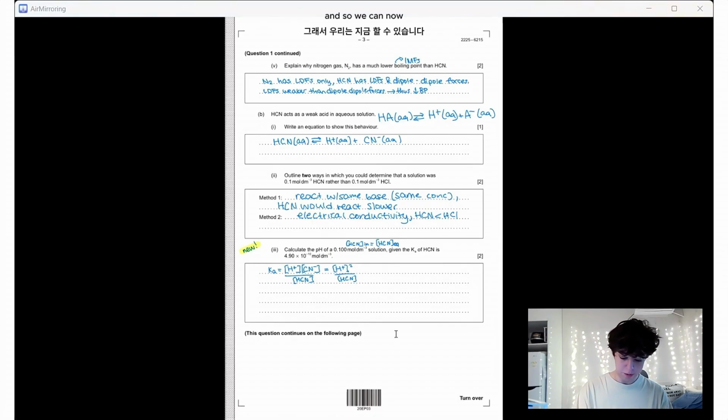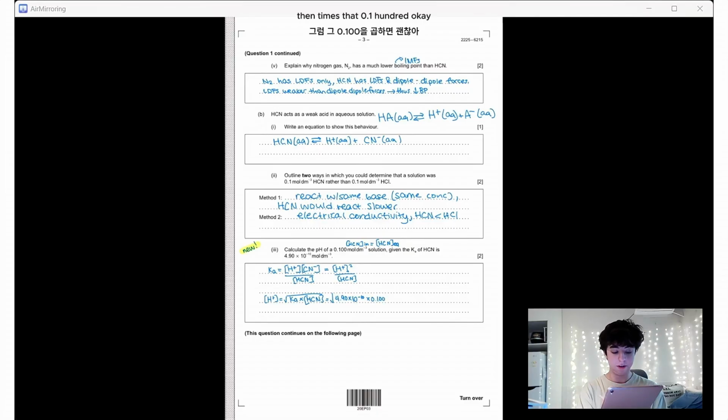Okay, and so once we've done that, we can now solve for H plus by rearranging the equation. Our H plus would be equal to the square root of the Ka times the concentration of HCN. If we plug in our values, that would be the square root of 4.9 times 10 to the negative 10, times 0.100. If you put that into your handy dandy calculator, you get roughly that the H plus concentration is 7 times 10 to the negative 6.